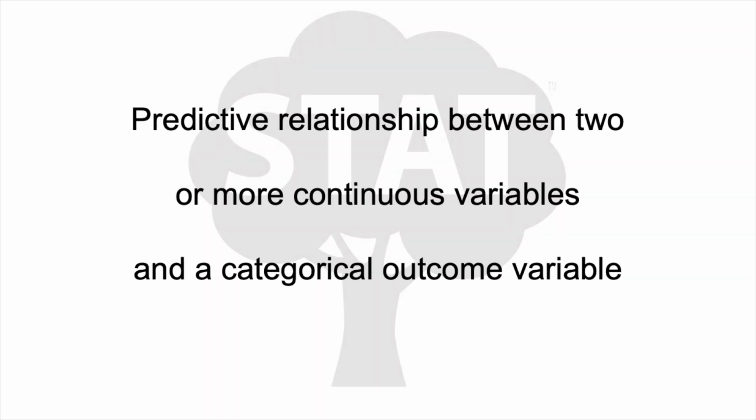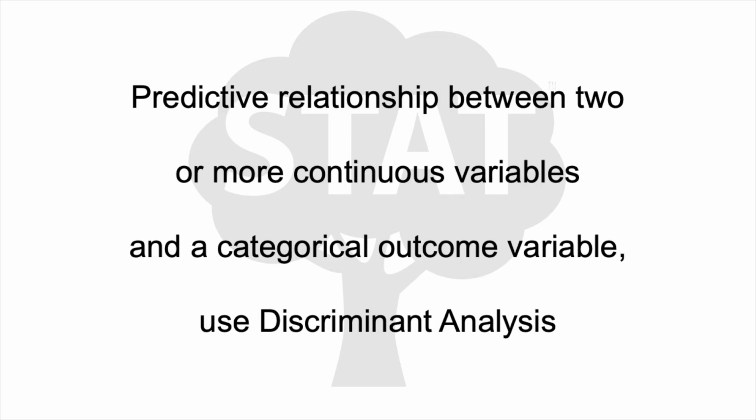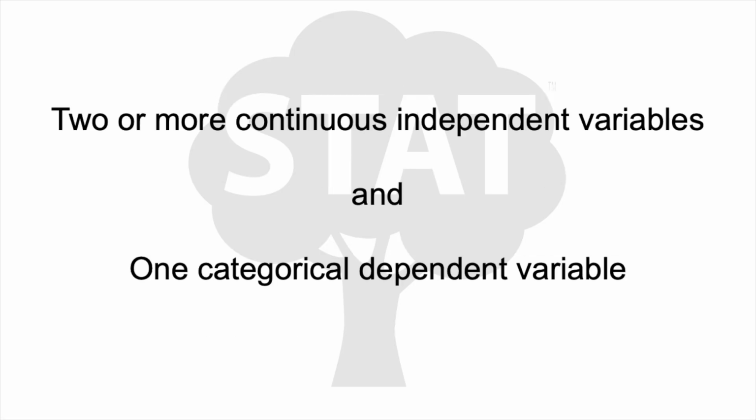To test whether two or more continuous variables can predict the likely outcome of a categorical variable, discriminant analysis would be appropriate. You will need one categorical dependent variable and at least two continuous independent variables in order to run this test.